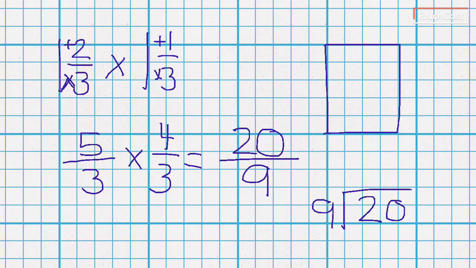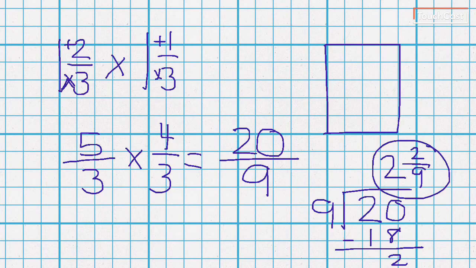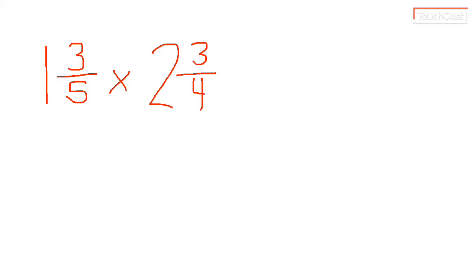Because I need it to be a mixed number, and I will get 2 2/9. And 2 and 9 has nothing in common, so that is going to be my answer because that is in simplest form. Here's one more for you to try. If you would like to try this one on your own, please pause the video. If not, do it along with me here.